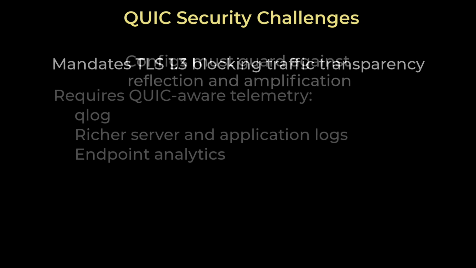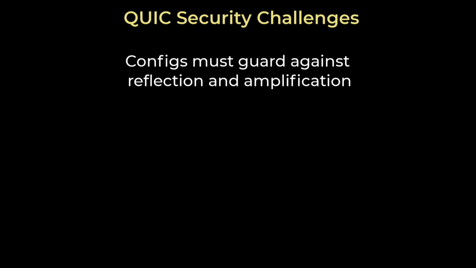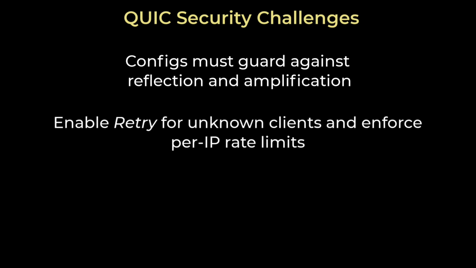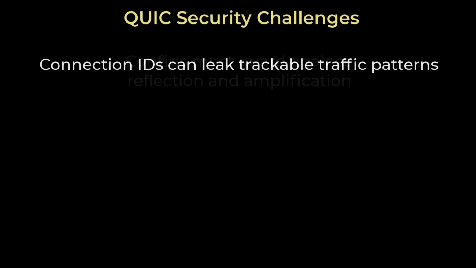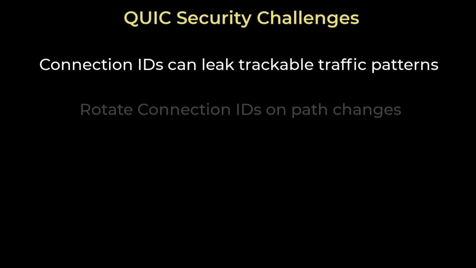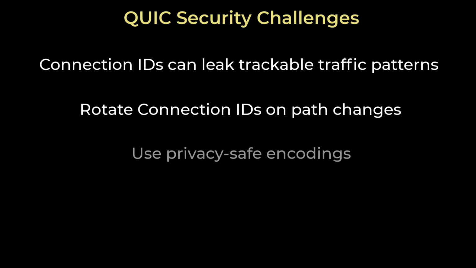Because QUIC rides on UDP, configurations must guard against reflection and amplification. Enabling retry for unknown clients and enforcing per-IP rate limits help. Connection IDs are powerful for load balancing, but can leak trackable patterns if you embed meaningful identifiers. Rotate CIDs on path changes and use privacy-safe encodings.